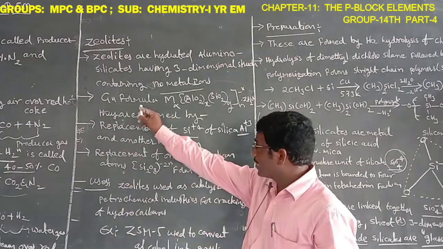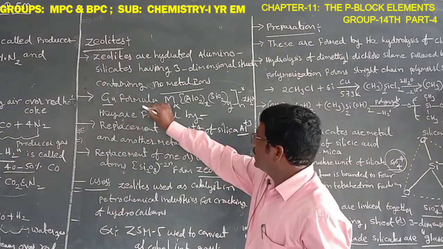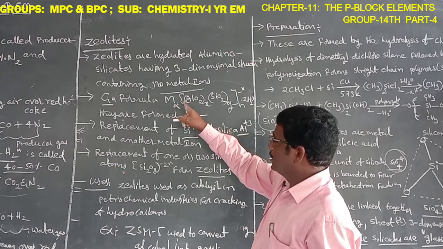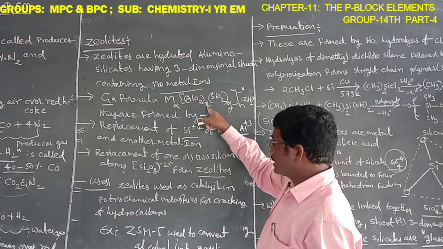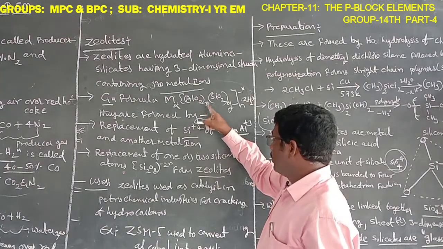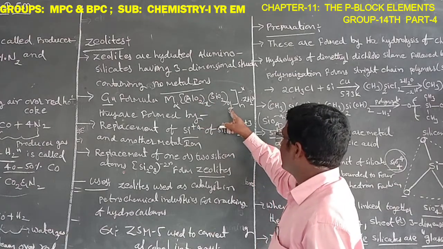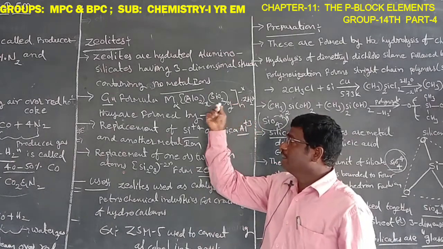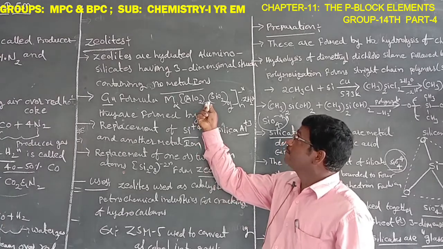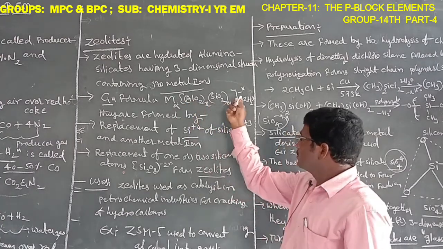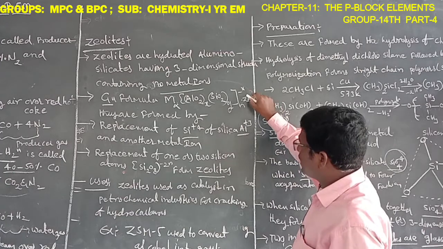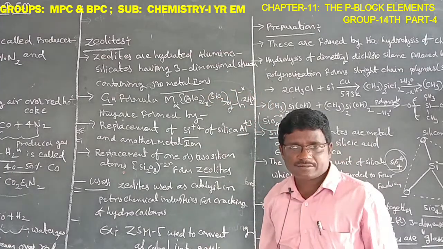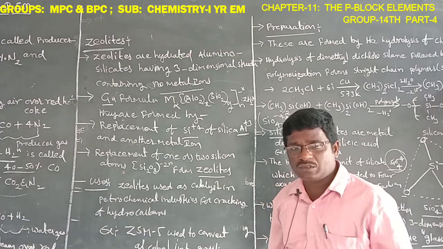Here is the general formula of zeolites. M, any metal ion, into x number of aluminum oxide, y number of silicon dioxide, and z number of water molecules. It is also known as a hydrated aluminum silicate, with z water molecules.